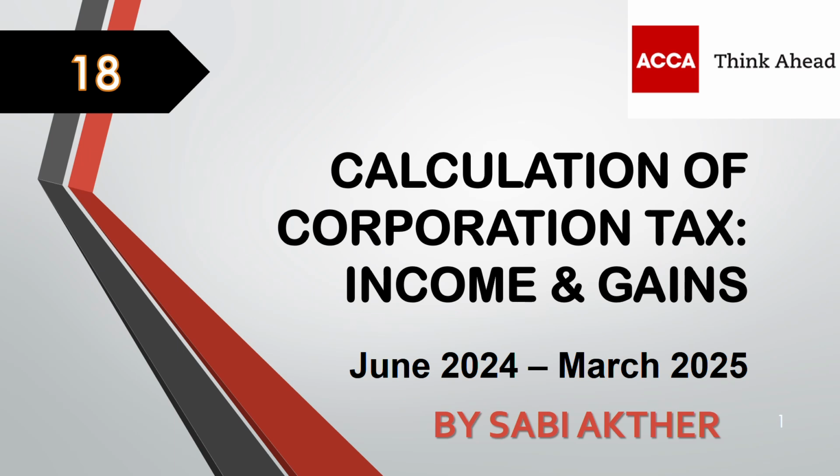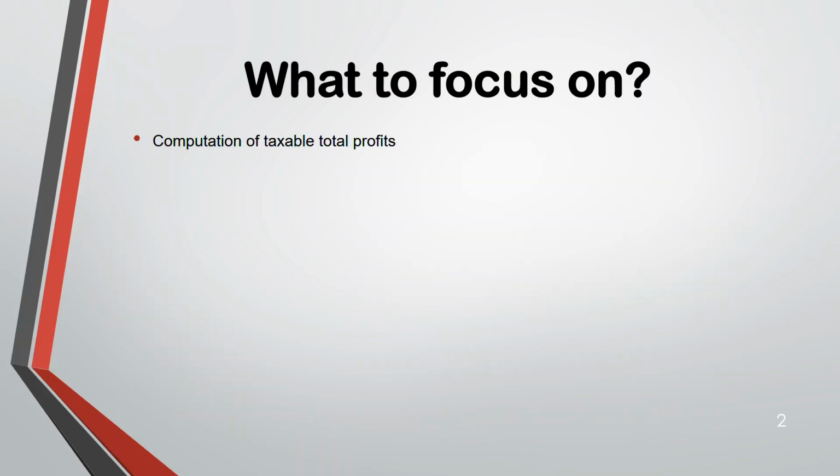Now here we are going to calculate in detail corporation tax, income and gains. We are going to focus on how you compute taxable total profit. Remember, your corporation tax is calculated on taxable total profit. Therefore, you need to know how to calculate your taxable total profit, that is your TTP. Next, chargeable gains for companies.